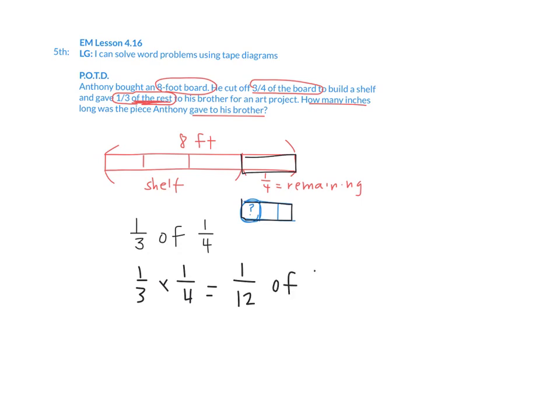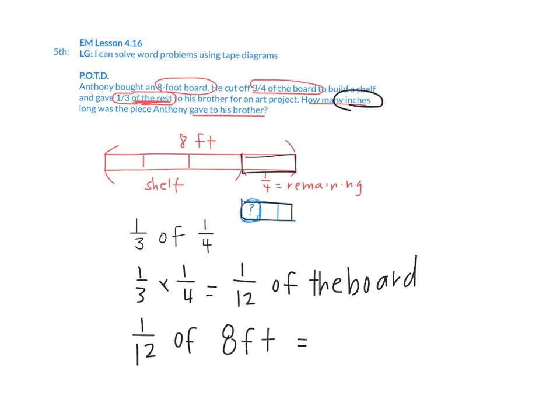But this is 1/12 of the board. The whole board, right? Yeah. Is that what the question's asking? The question's asking how many inches. So it's 1/12 of the board. What is the board? 8 feet. Well, I know that 8 feet is the same as how many inches? 8 times 12, which is? 96. So I'm trying to find 1/12 of 96 inches.